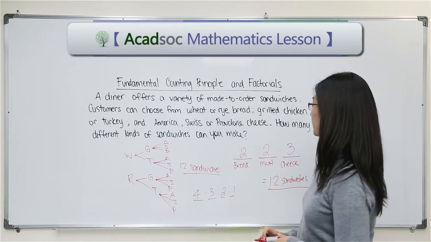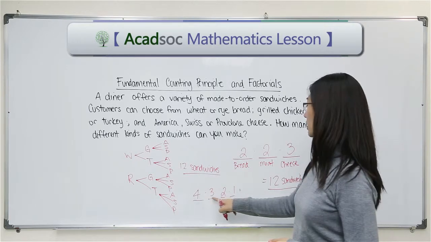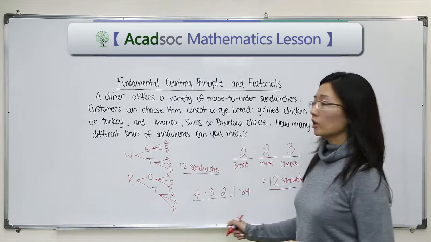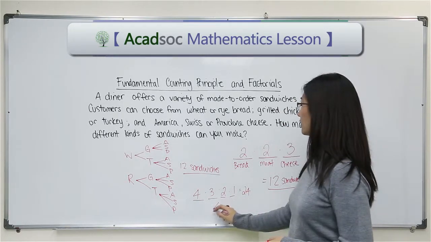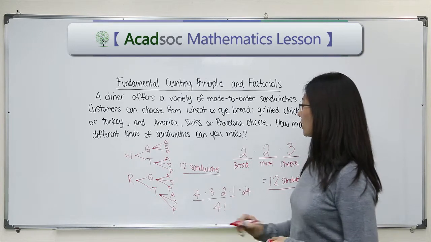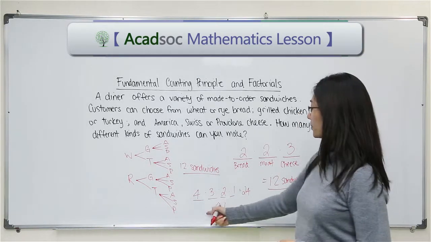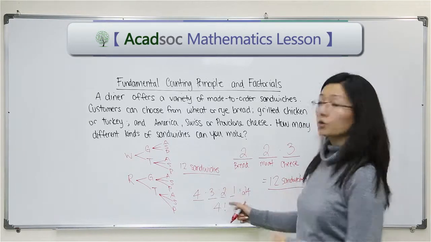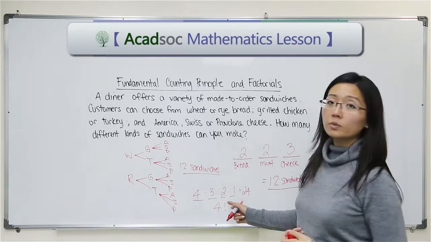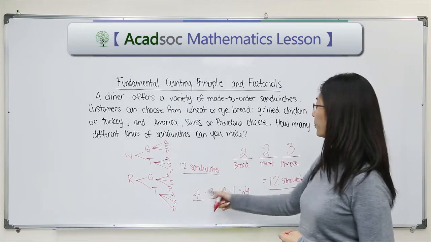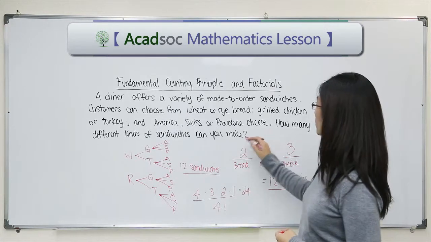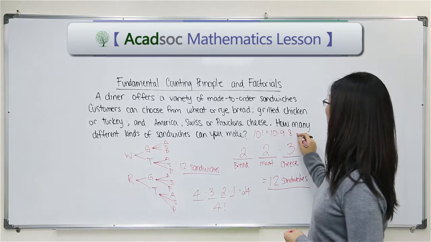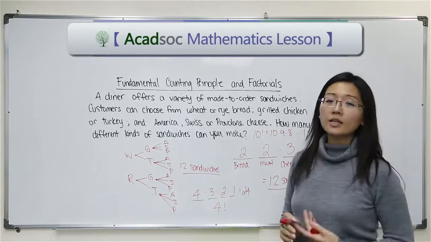For this calculation, I can multiply 4 times 3 is 12, 12 times 2 is 24. I can simplify this and write it in shorthand, what we call factorial, which is symbolized with the exclamation point. So 4 factorial means 4 times 3 times 2 times 1, until you end up with 1. So all the integers from 4 down to 1. If you have 10 factorial, that simply means 10 times 9 times 8 all the way down to 1. And that's what a factorial is.